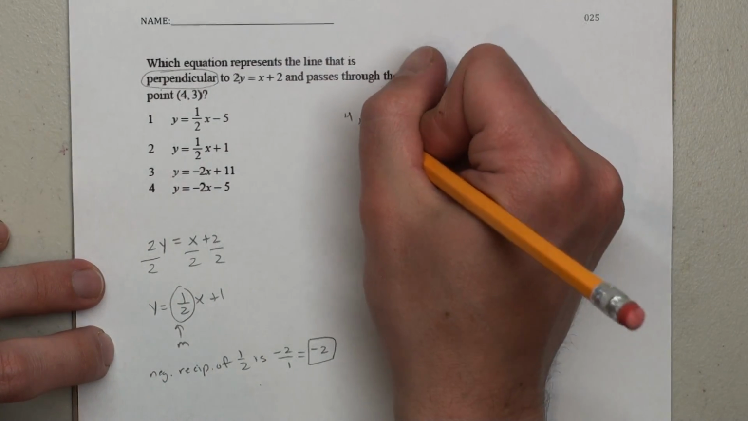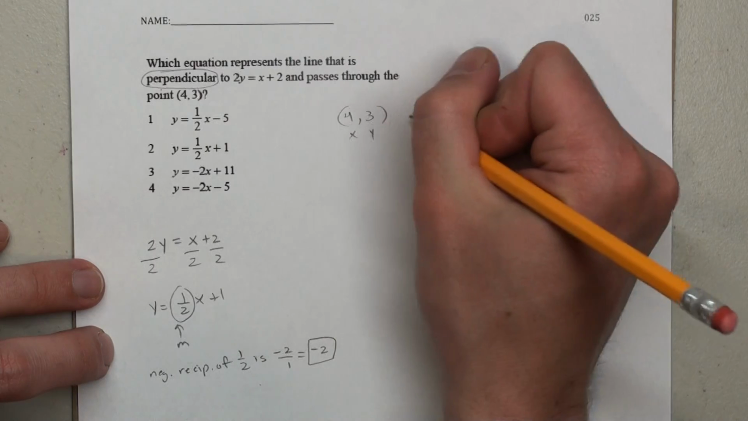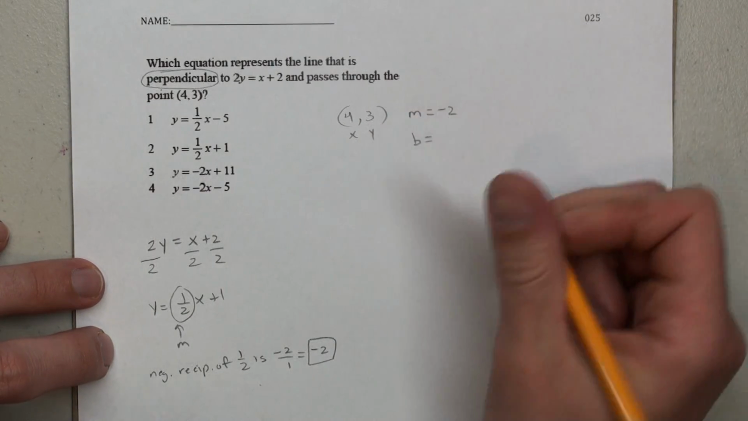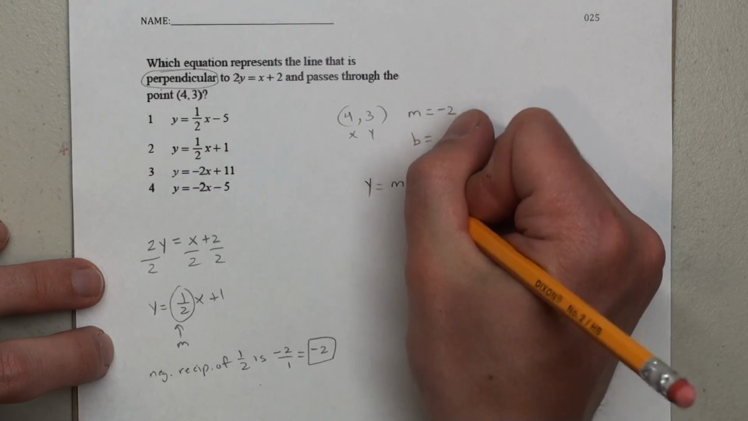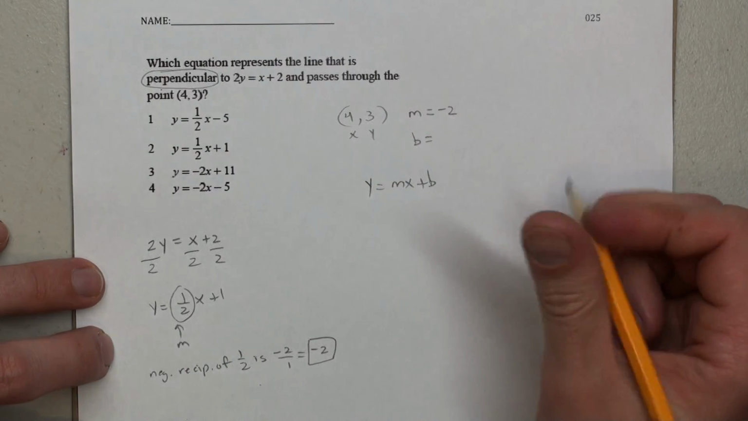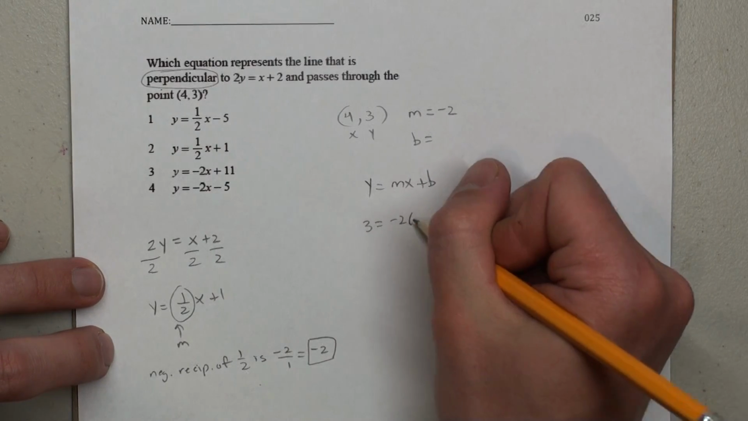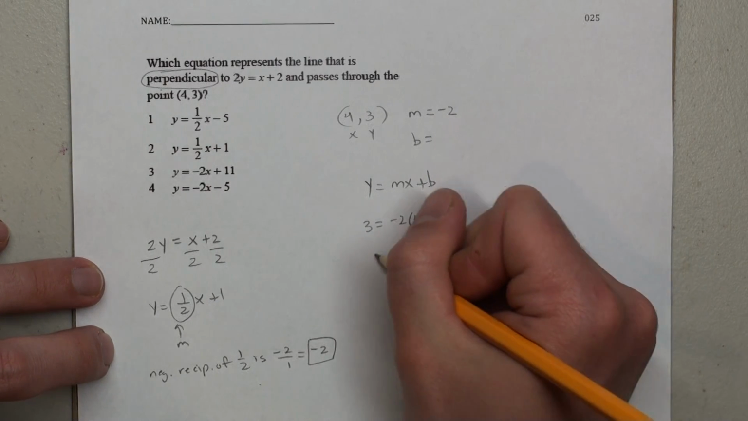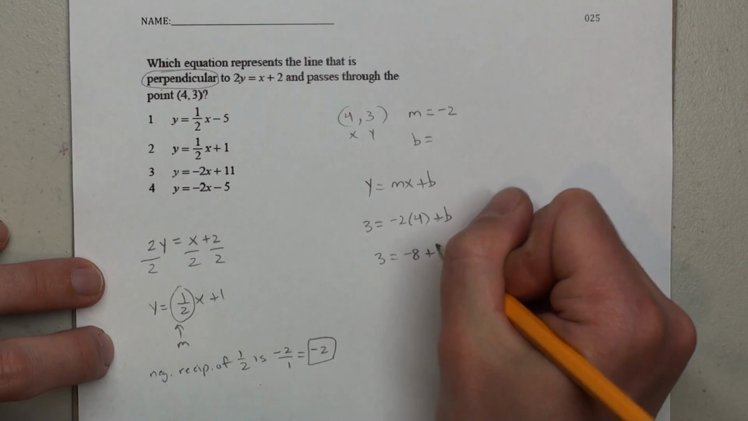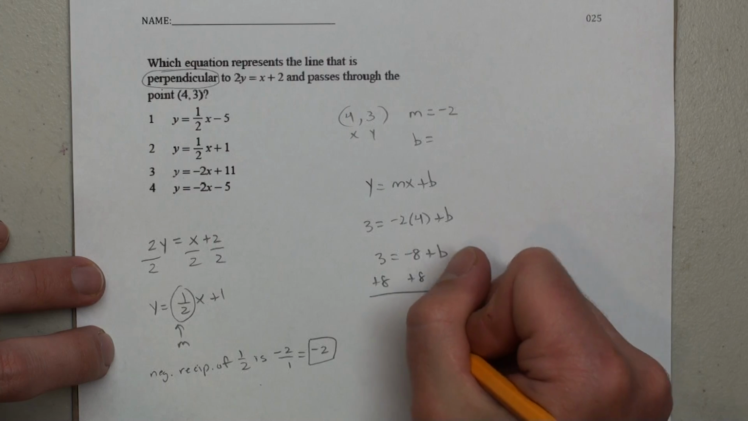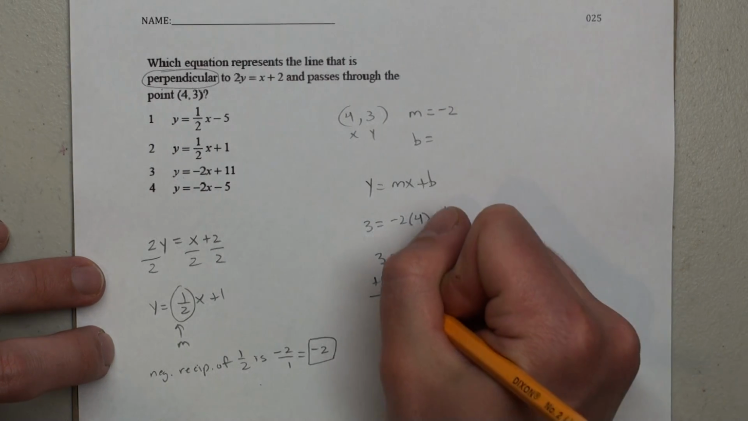My point is 4 comma 3. That's my x and y. And my m is negative 2. I just need to find my b. So I just plug everything into my equation for a line. 3 equals negative 2 times 4 plus b. 3 equals negative 8 plus b. Add 8, add 8. b equals 11.